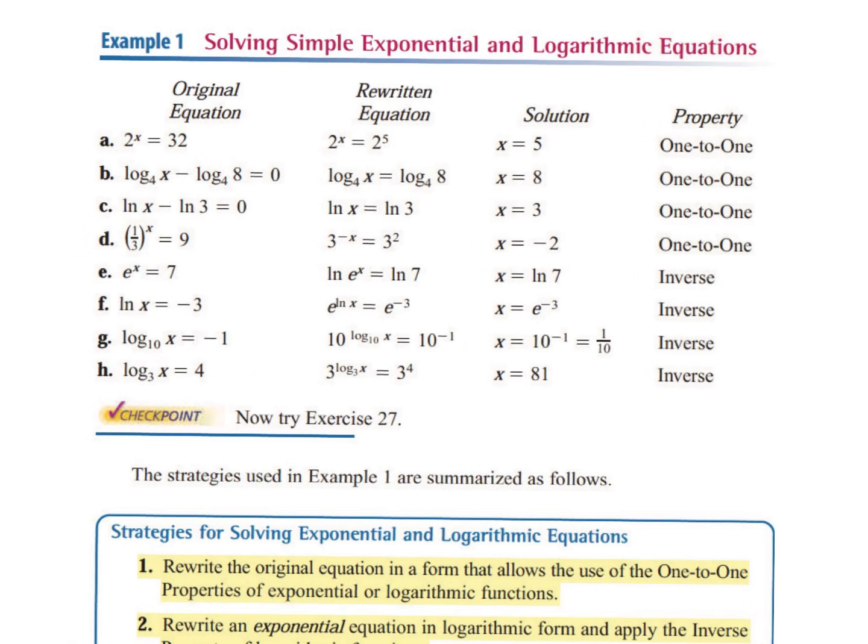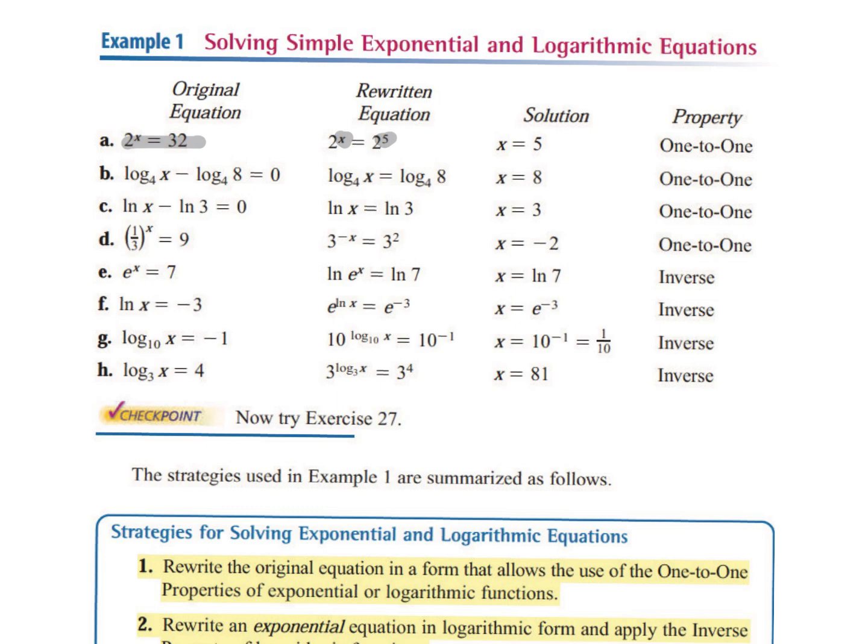So for example, if you have an equation that's 2 to the power of x equal to 32, you can rewrite it with exponents as it shows right next to it: 2 to the power of x equals 2 to the 5th. And you can just equal the x to the exponent.